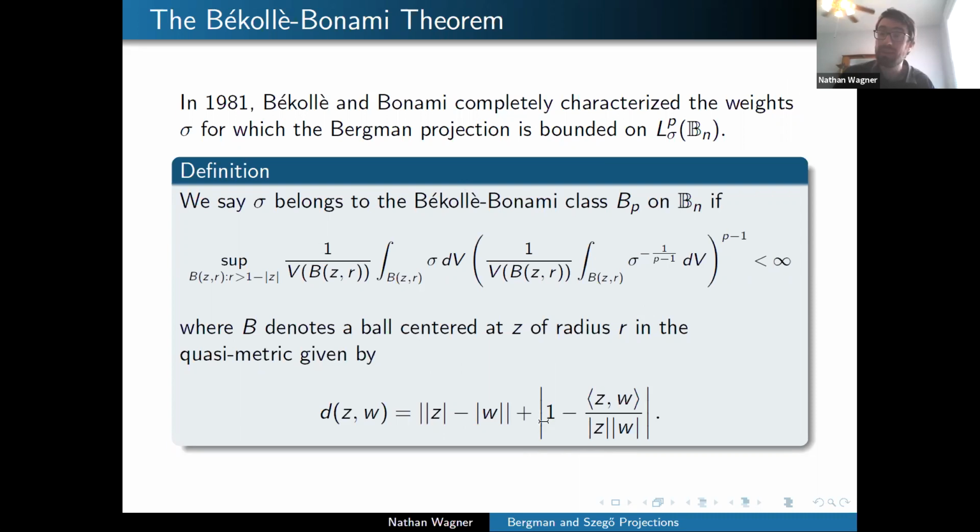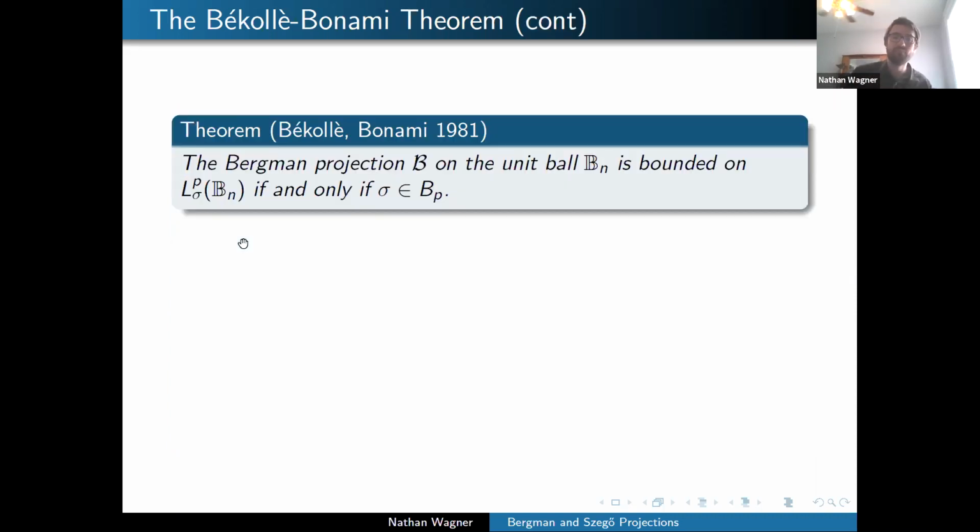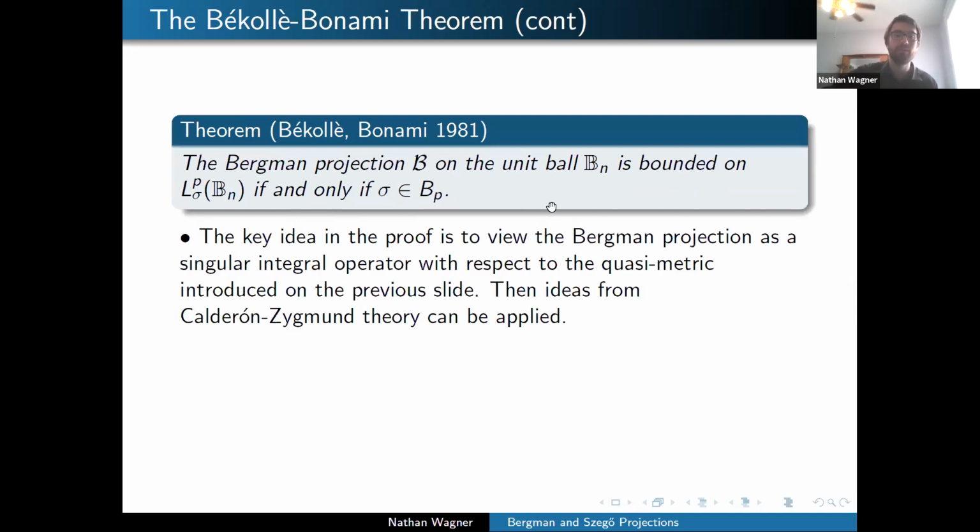And then actually it would be immediate that it would be bounded on AP, but we can actually prove that it's a little better, that it's bounded on BP, because AP is going to be strictly contained in BP. And in fact, I'll remark on that on the following slide. That's because we're taking a supremum over a collection of fewer objects, right? And so the main theorem is that the Bergman projection B on the unit ball is bounded on this weighted LP space if and only if sigma is in BP.